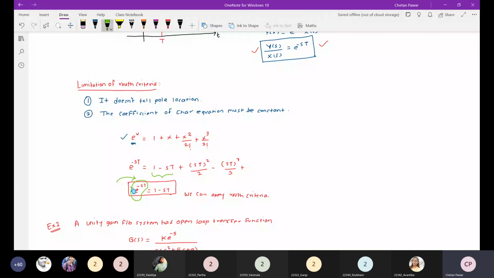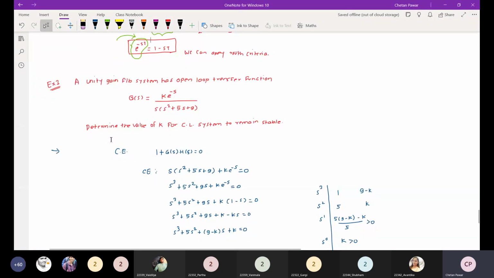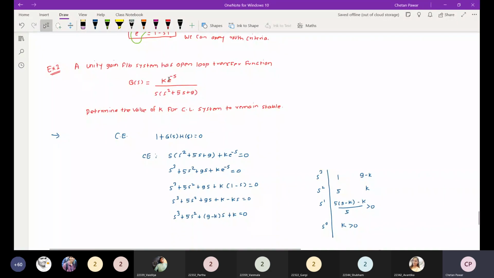Let us see one problem here, so you will understand how to solve the Routh table and determine system stability when the transfer function consists of a transportation lag element. Example number 1: a unity gain feedback system has an open loop transfer function K into e raised to minus s, upon s into s square plus 5s plus 9. This is not a 5, this is s. Determine the value of k for the closed loop system to remain stable.